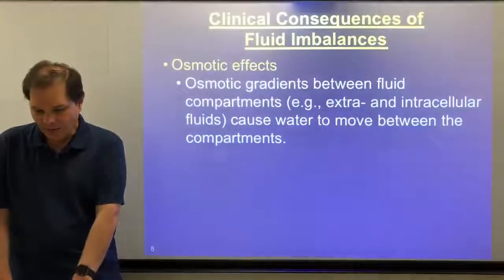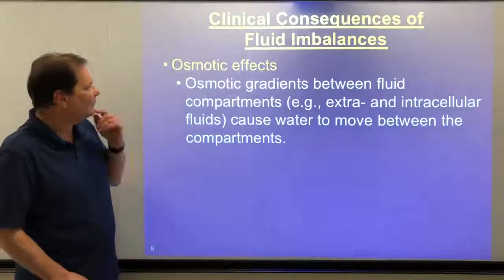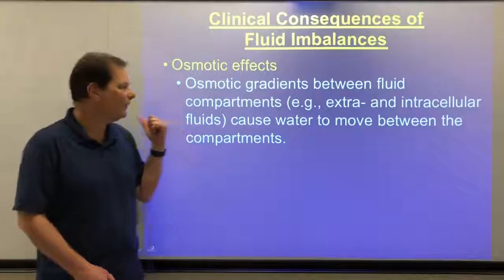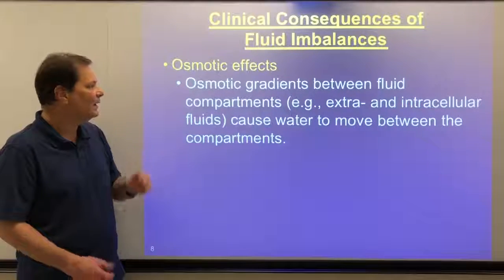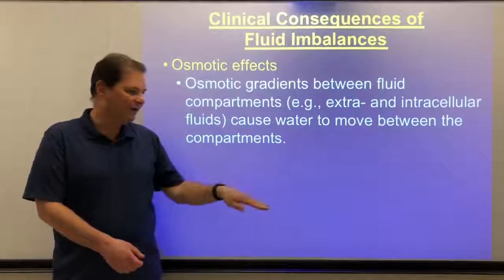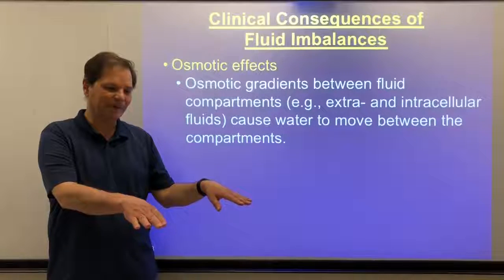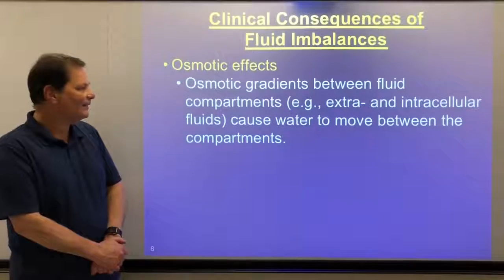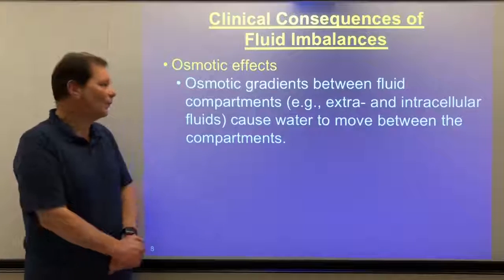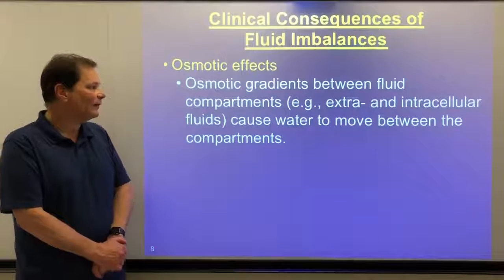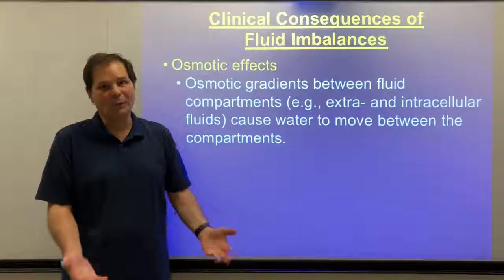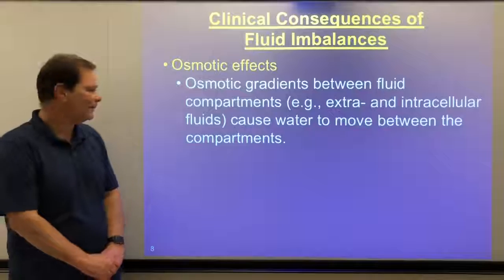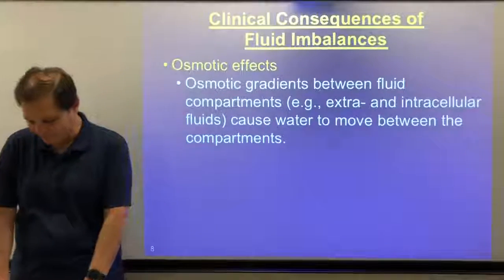Osmotic effects. Any osmotic gradient between fluid compartments basically can't exist. And we'll talk about that in more detail in a second. But if you have a high osmolarity on the outside of the cell and a low osmolarity on the inside of the cell, water will move from inside to outside the cell, and that is going to cause an imbalance. Or it certainly is a consequence of losing, let's say, a whole lot of water. If you lose a lot of water, you concentrate your plasma, you're going to lose cellular water as well. And we're going to talk about that in great depth later in the lesson.